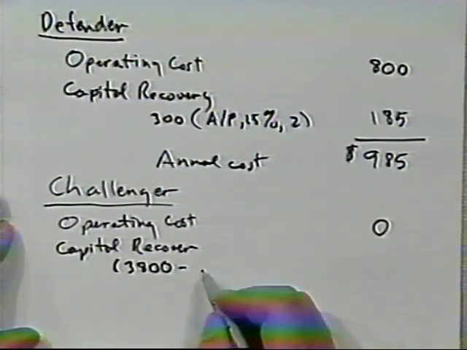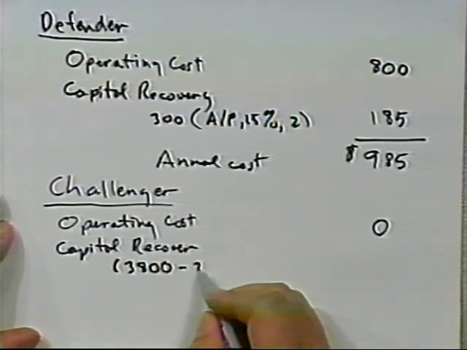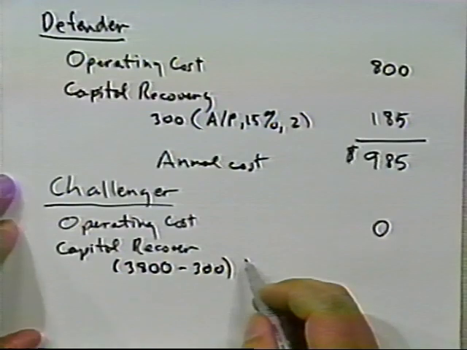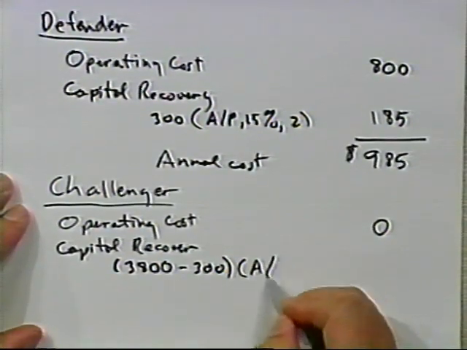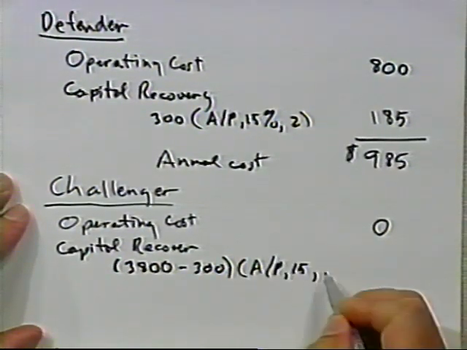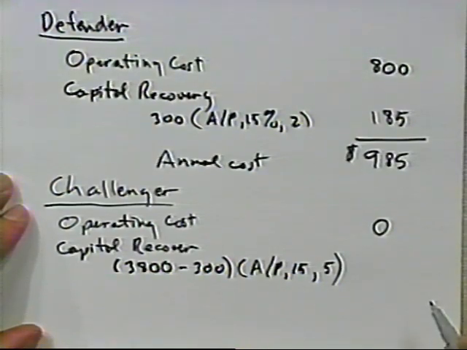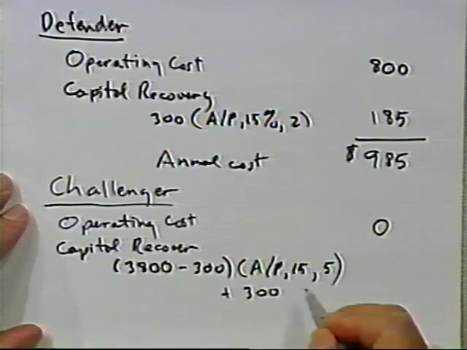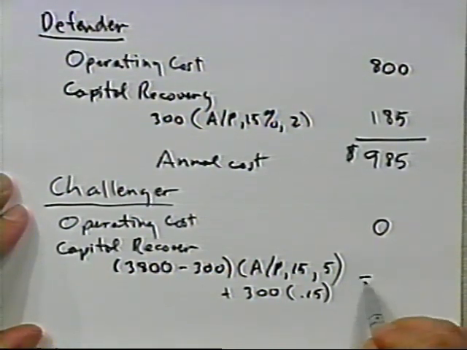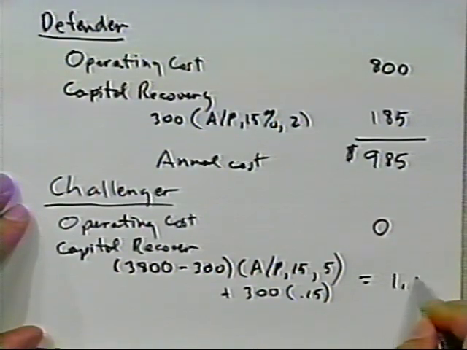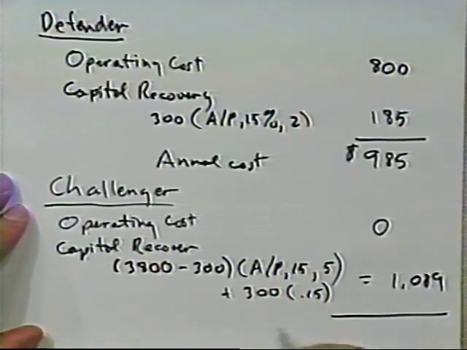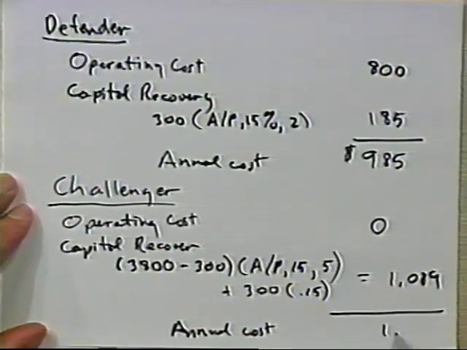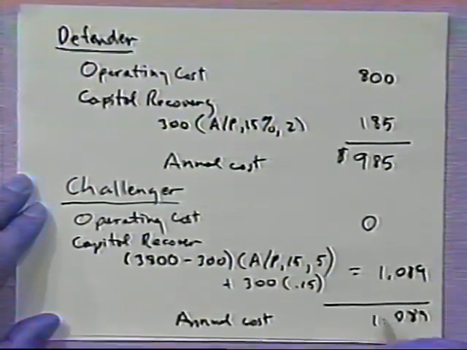from which we then subtract the salvage value of $300, multiplied by the capital recovery factor over the 5-year life of the new computer, adding the salvage value times the interest rate, giving a result of $1,089. So the total annual cost is $1,089.